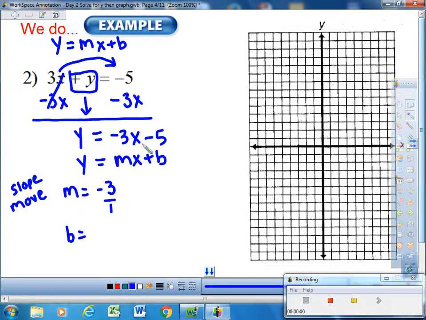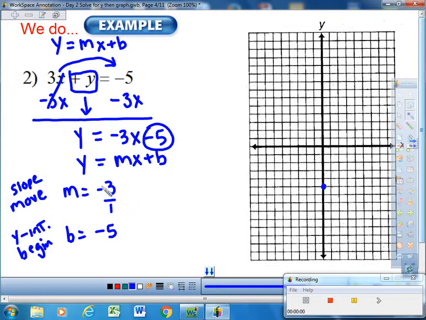And then identify your b. Your b is negative 5. Don't forget to take the sign in front. That goes with your b. Again, that is your y-intercept, and that's where you begin. So I'm going to begin at negative 5 on the y-axis. I'm going to plot a point.